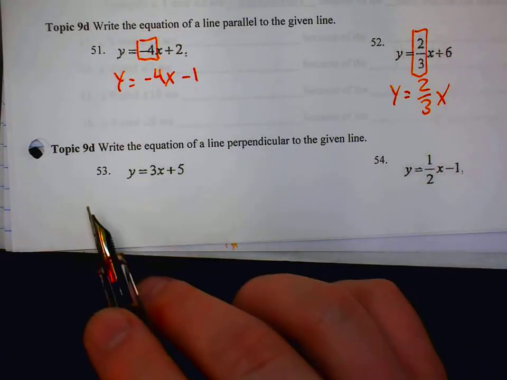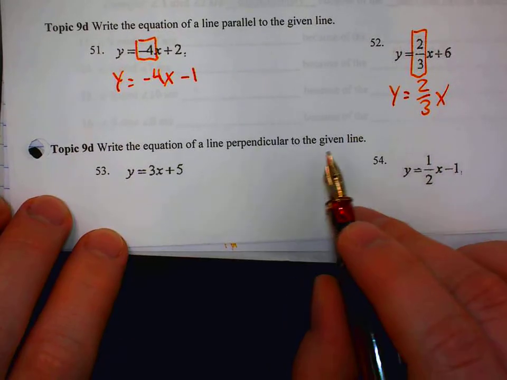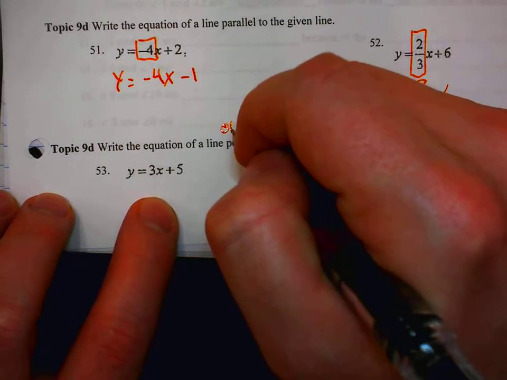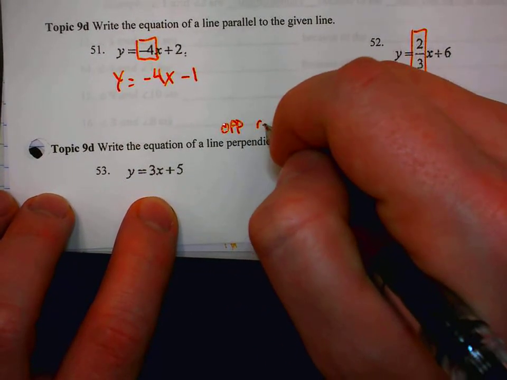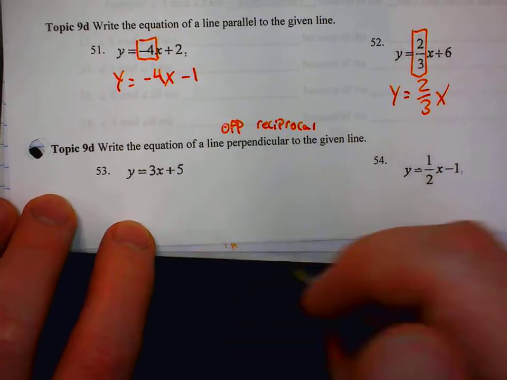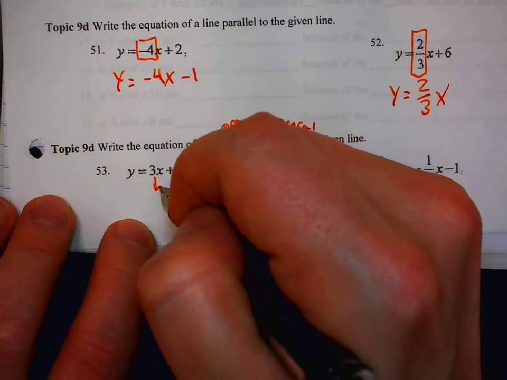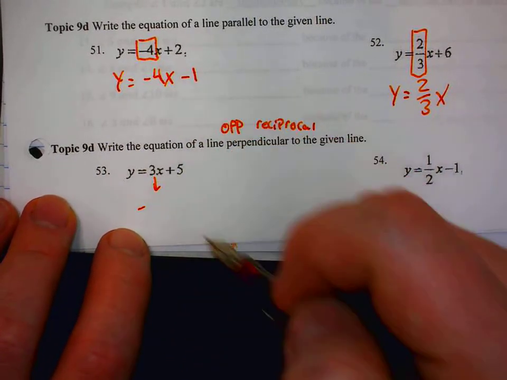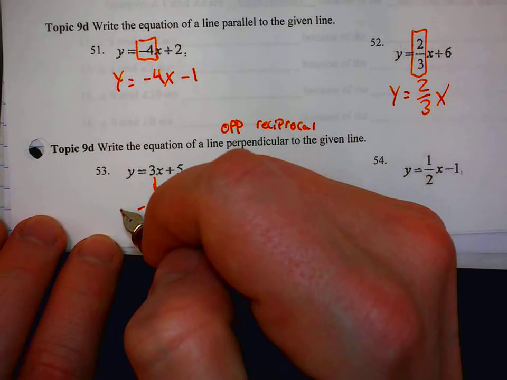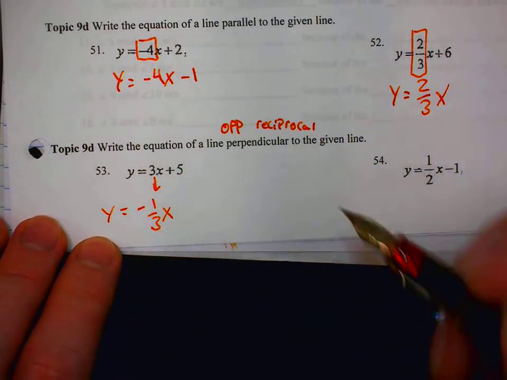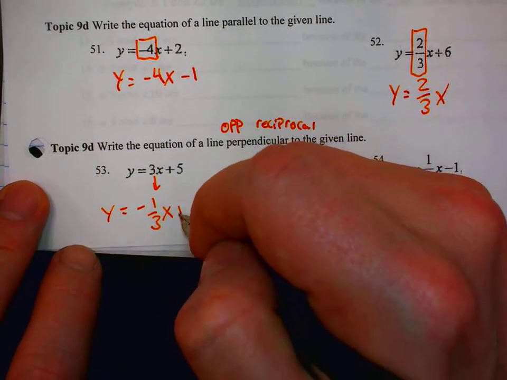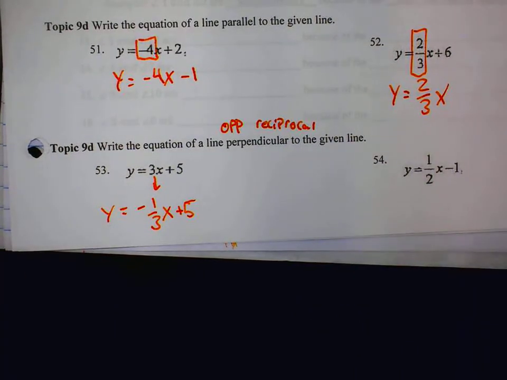For 53 and 54, we need to write the equation of a line perpendicular to the given line. Perpendicular means opposite reciprocal slopes. So I need to change the sign and flip it upside down. So the opposite reciprocal slope of this would be negative, because this is positive, and 3 flipped upside down would be 1/3. For the y-intercepts, on perpendicular lines, it doesn't matter if they're the same or not. So we can pick any number we want for the intercept. I'll just choose +5 because I can.